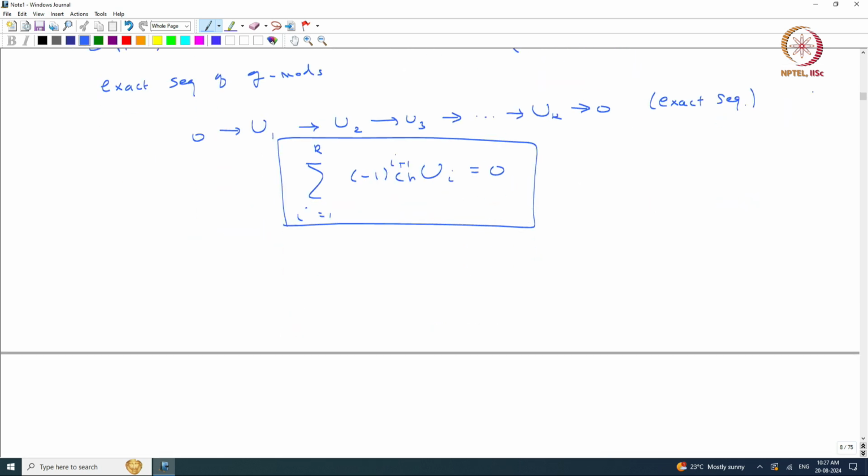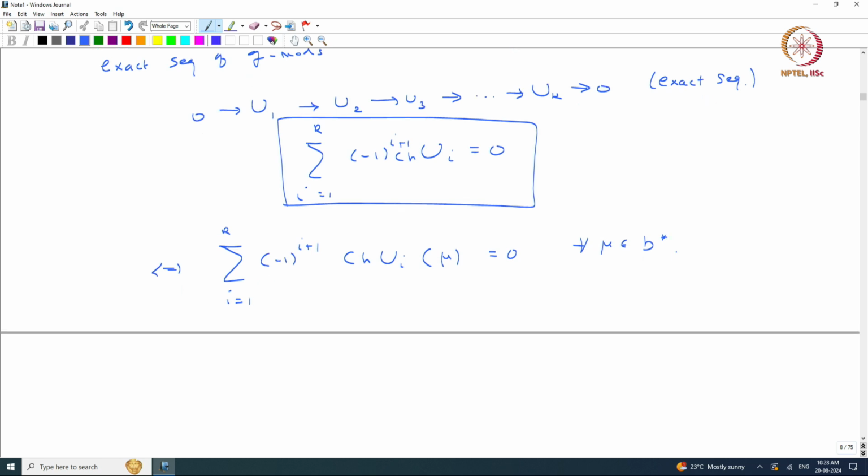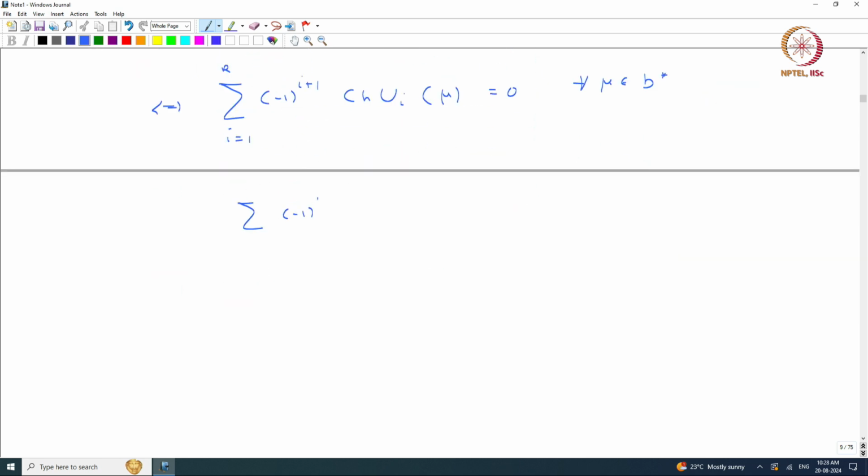Indeed, what do you need to prove? Let us talk about the long exact sequence itself. Proving that the sum of (-1)^(i+1) times the character of u_i equals 0 is the same as proving that if you evaluate on any mu, it is 0. This is equivalent to saying that the sum of (-1)^(i+1) times the character of u_i evaluated at mu, for i ranging from 1 to k, should be 0 for all mu in h star. That is, if you look at the mu-th weight spaces, the alternating sum of the dimensions of these things should be 0.